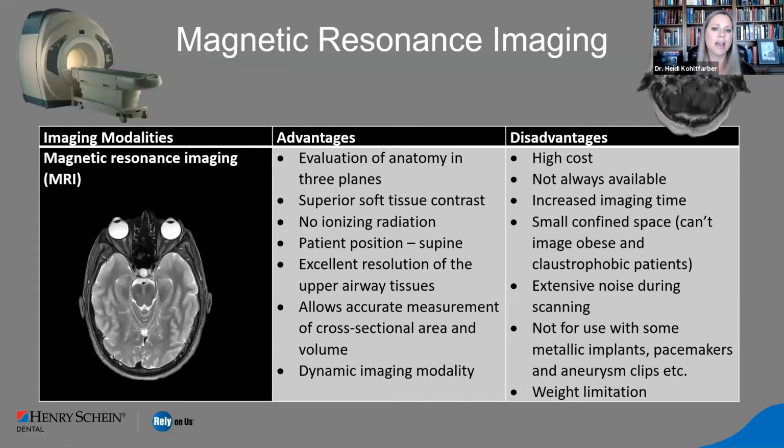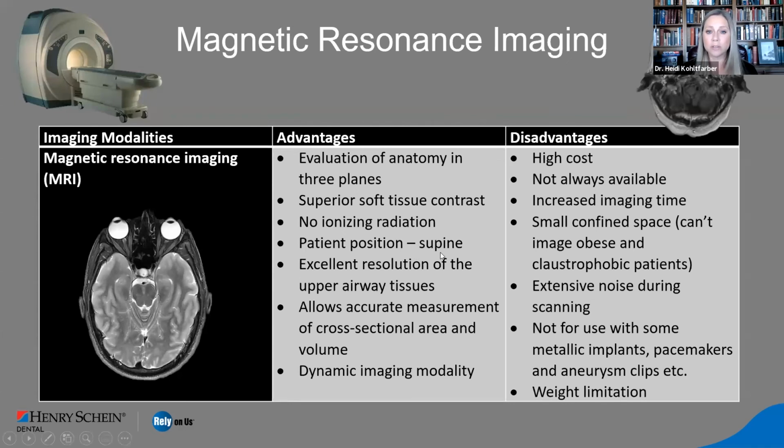All right, moving on to MRI. And we're going to talk about this a little bit more when we look at the TMJ images as well. But evaluation of the anatomy in all three planes, we can see that very nicely. A superior soft tissue contrast. So what you're really looking at, I would say, is a soft tissue image. So when you think of your MRI, think of a soft tissue image.